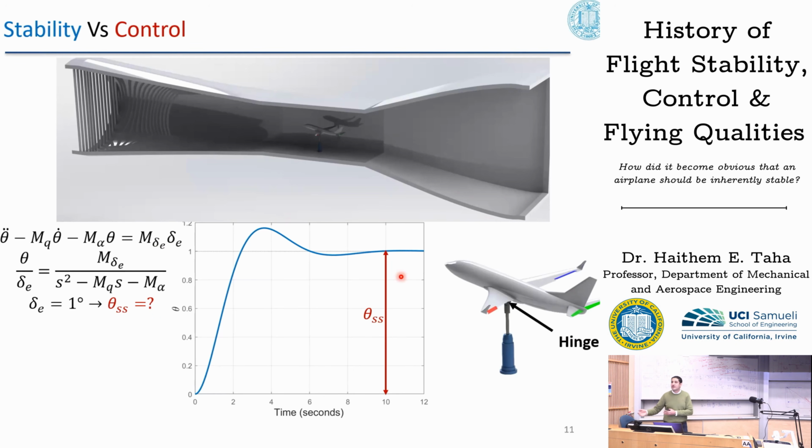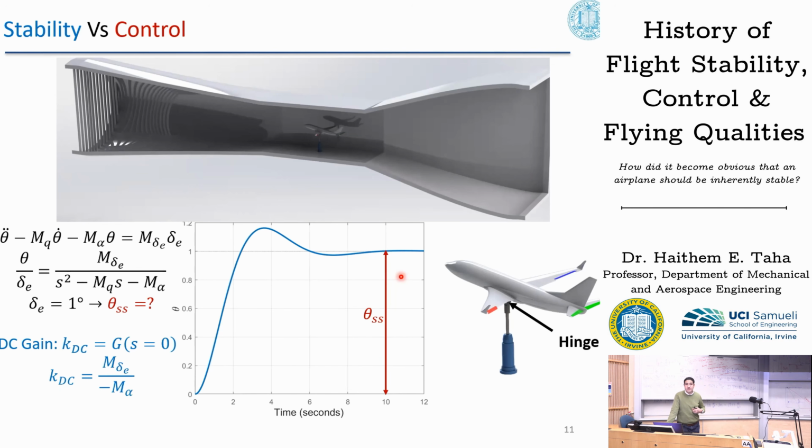Do we get half a degree? Do we get 5 degrees? So this gives you an indication about the sensitivity of the airplane, the control authority of the airplane, right? Interestingly, control theory tells us that this value is precisely dictated by the DC gain of the transfer function, which we easily get by setting s equals 0. If we do that, we get the DC gain to be M delta over M alpha.